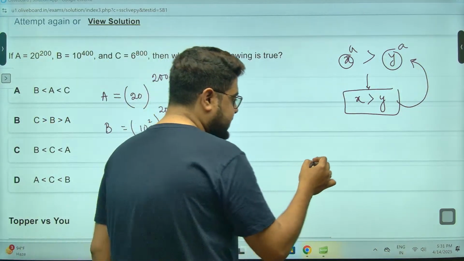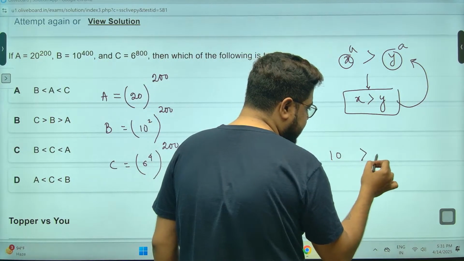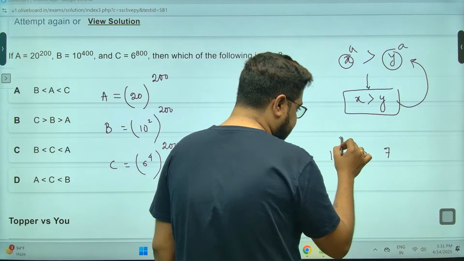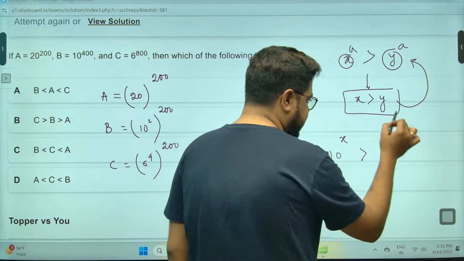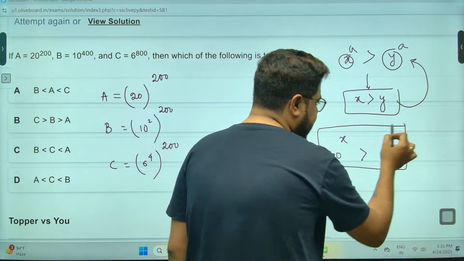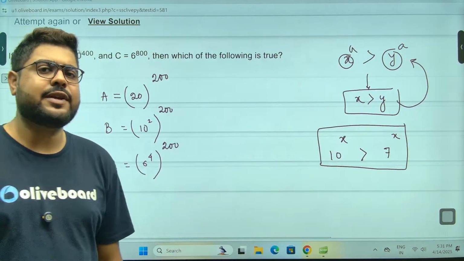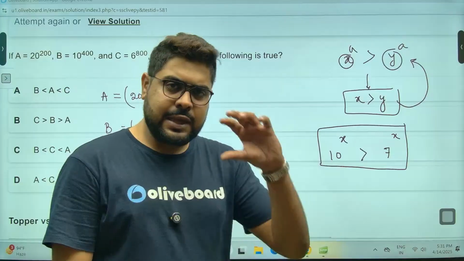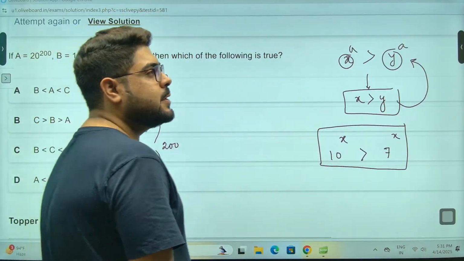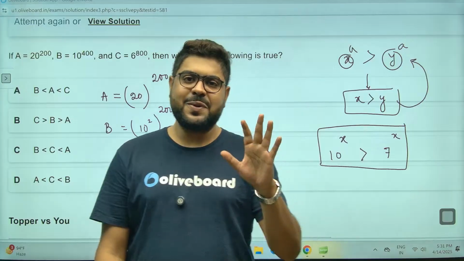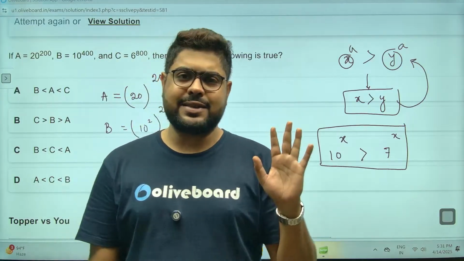Meaning, if I say 10 is greater than 7, and I take a power on 10 and the same power on 7, then 10 to that power will always be greater than 7 to the same power. Think normally, use a little common sense. It will always happen, no rocket science here.